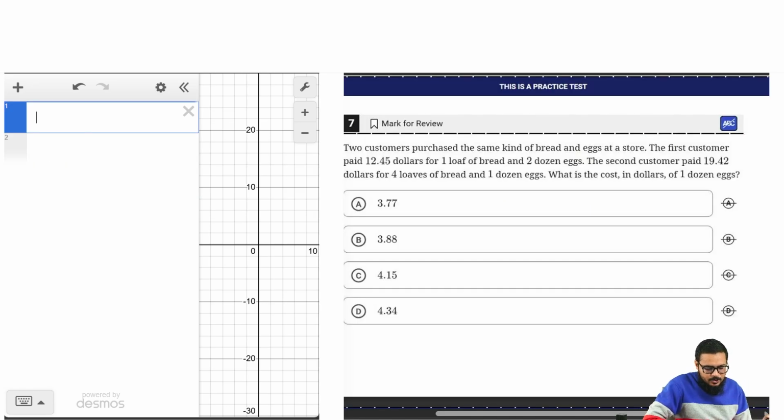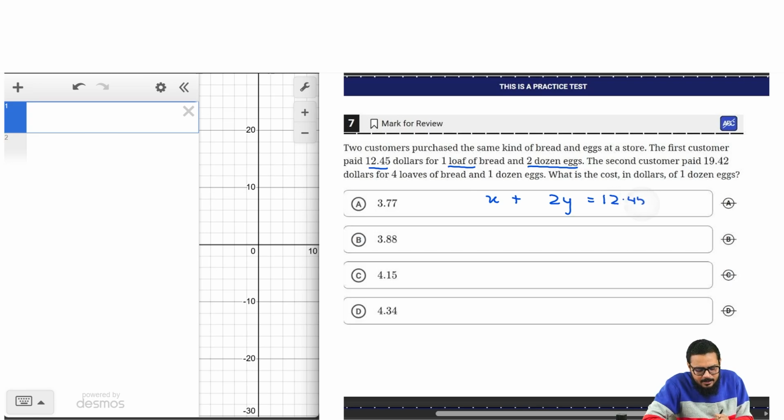Two customers purchased the same kind of bread and eggs at a store. The first customer paid $12.45 for one loaf of bread and 2 dozen eggs. So let's say x represents the number of loaves of bread that I've bought, and y represents the number of dozens of eggs that I'm buying. So I'll be writing x plus 2y, and the cost of these two terms would be x plus 2y is equal to $12.45, right?